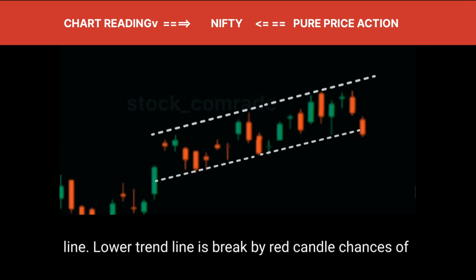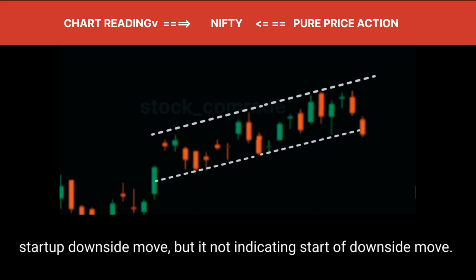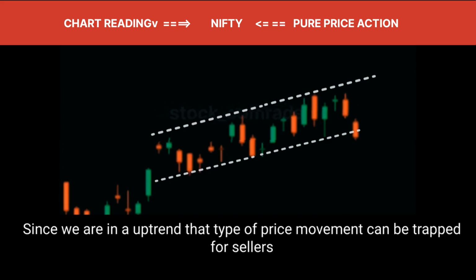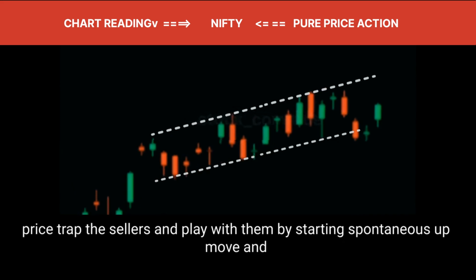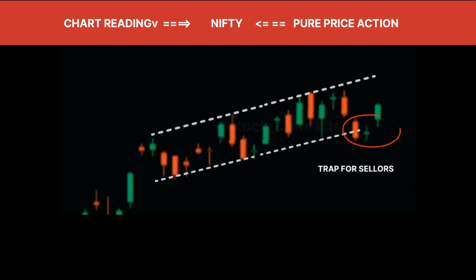The lower trend line is broken by a red candle. There are chances of the start of a downside move, but it is not indicating the start of a downside move. Since we are in an uptrend, that type of price movement can be a trap for sellers. Price traps the sellers and plays with them by starting a spontaneous up move and kicking them out of the trade.